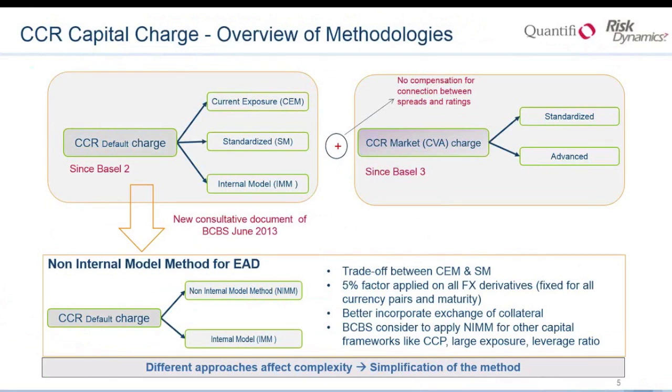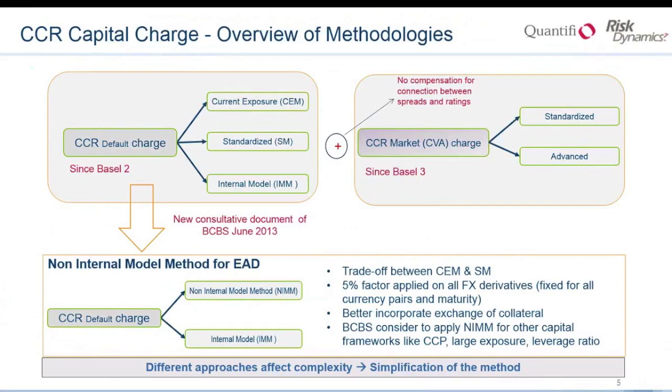Now, more specifically, if we consider first the default charge, since Basel II, the regulator offers three methodologies to the banks for computing their exposure at default. You have the current exposure method, which we denote by CEM, the standardized method, denoted as SM, and the internal model method, denoted by IMM. Briefly, the CEM will calculate the exposure at default by using a simplified approach, which is based on the current mark-to-market of your derivative plus the potential future exposure add-on. This potential future exposure add-on estimates the potential change in the derivative's market value at a future date, given the replacement or the closeout of the contract.